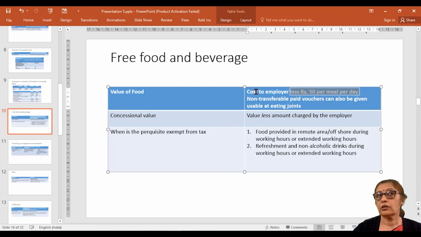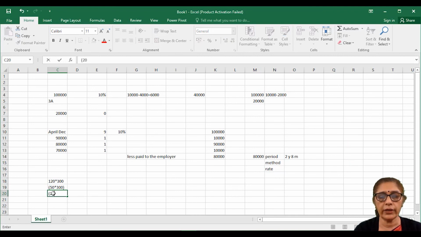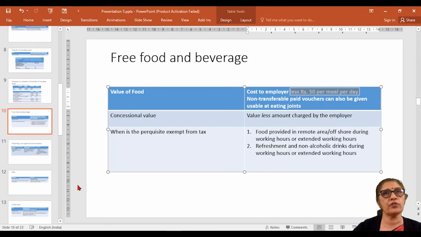This could be a direct meal or a meal coupon. You can go and cash it at an eating joint. Anything you pay is to be deducted. So if it is 120, for which you have paid, let us say 20, that also gets deducted. 50 is exempt, 20 is what you are paying, so taxable would be 50. 120 minus 50 exempt minus 20 what you are paying.